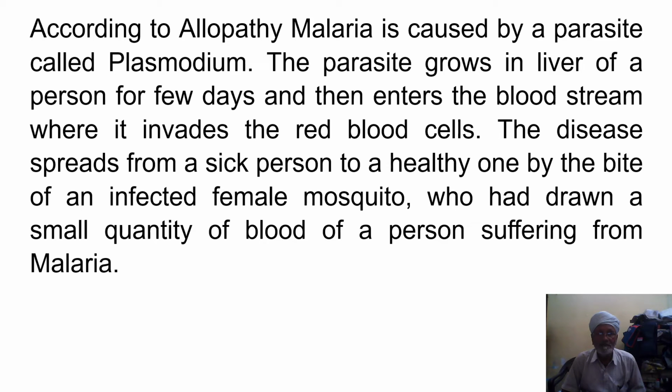According to allopathy, malaria is caused by a parasite called Plasmodium. The parasite grows in the liver of a person for a few days and then enters the bloodstream, where it invades the red blood cells. The disease spreads from a sick person to a healthy one by the bite of an infected female mosquito which had drawn a small quantity of blood from a person suffering from malaria.